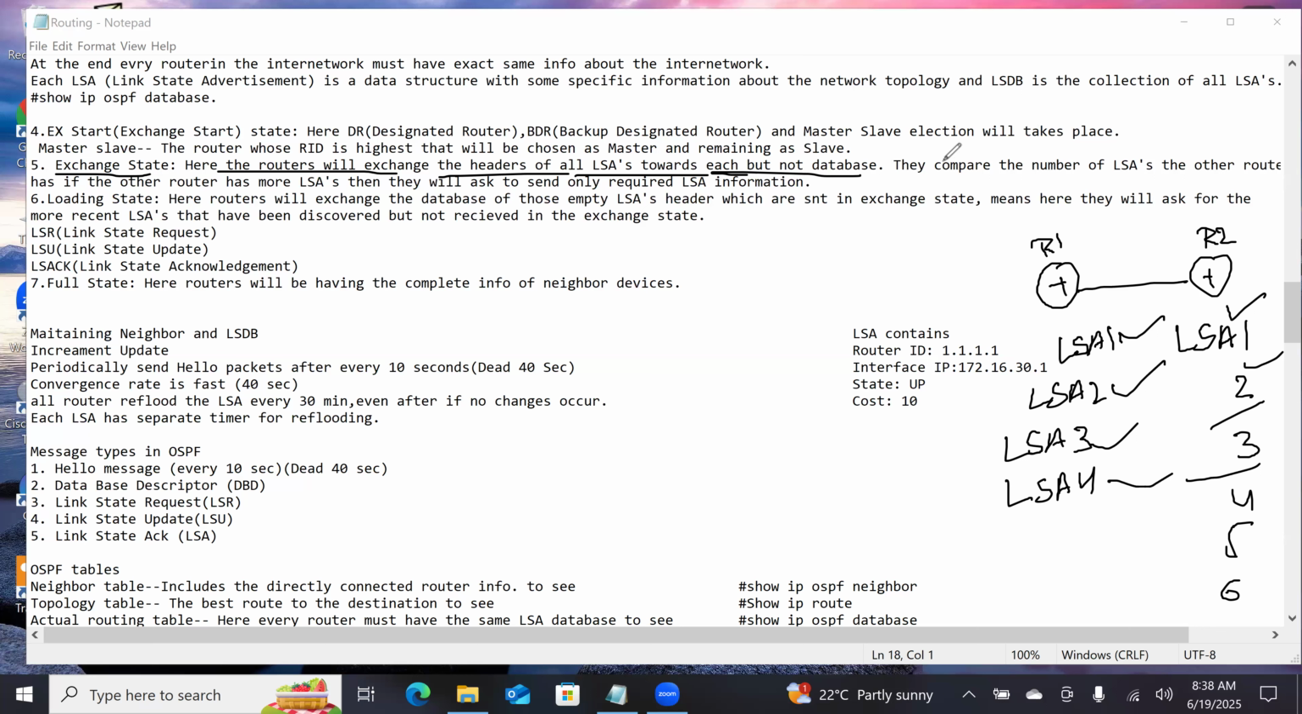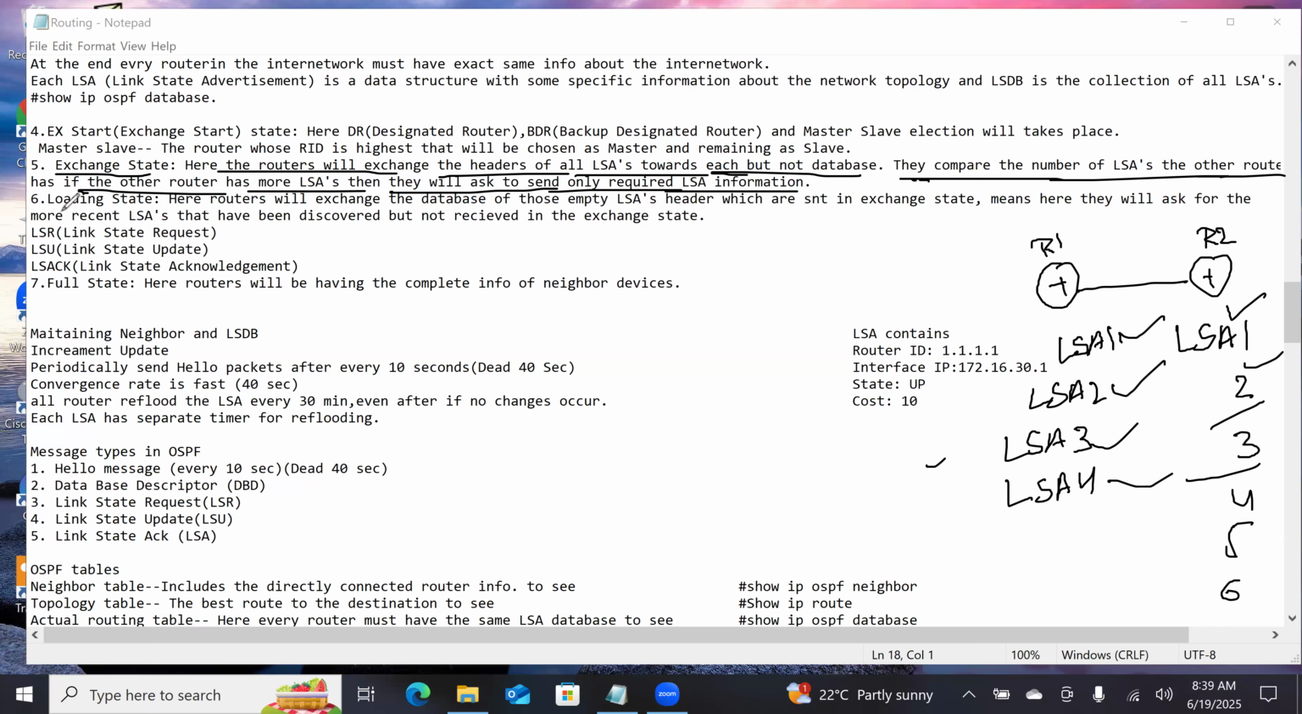Okay, but now you can see here. Here they compare the number of LSAs the other router has. And if the other router has more LSAs, then they will ask to send only the required LSA information. Same thing I told you. They'll compare the number of LSAs between those two routers. If any LSA is not there in router 1, then it will ask for it. Here they will exchange only headers, not the actual database, in the exchange state.